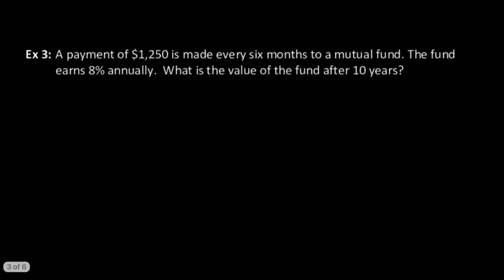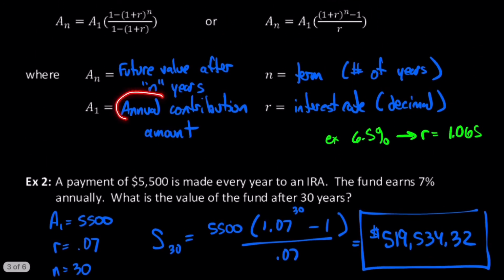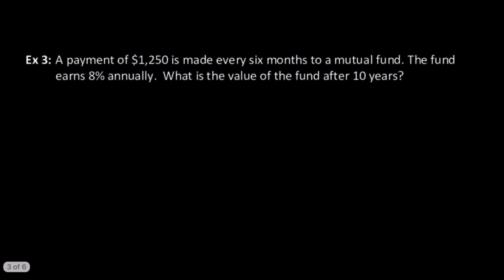Next example, I'm just going to try and mix it up a little bit. It says a payment of $1,250 is made every 6 months. Remember, let's look back up here. That's the annual contribution amount. So to start this problem, A1 is going to be 1,250 times 2 because you do it twice a year. So that would be 2,500. Our R value is going to be 0.08 because 8% is 0.08, and N is 10.